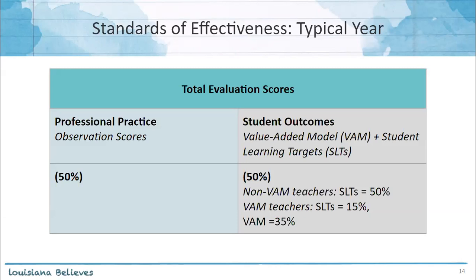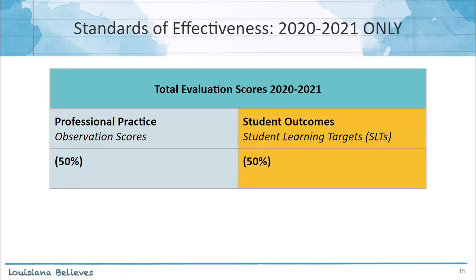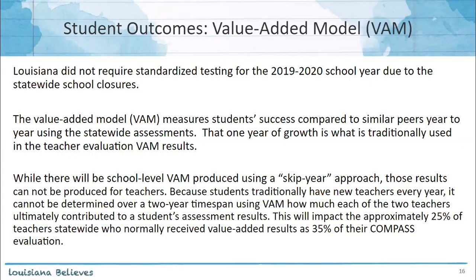2020-2021 will look a bit different. This year, VAM scores are not available, so professional practice scores will remain at 50% with observations, but student outcome scores will be comprised solely of SLTs for all staff. We'll go into each component of student outcomes for 2020-2021 right now. While school level VAM will be produced, individual VAM scores will not.